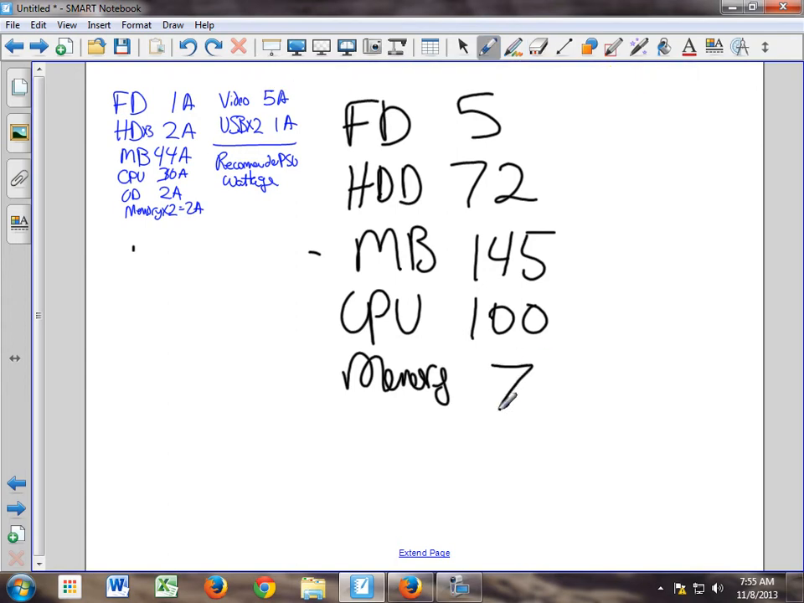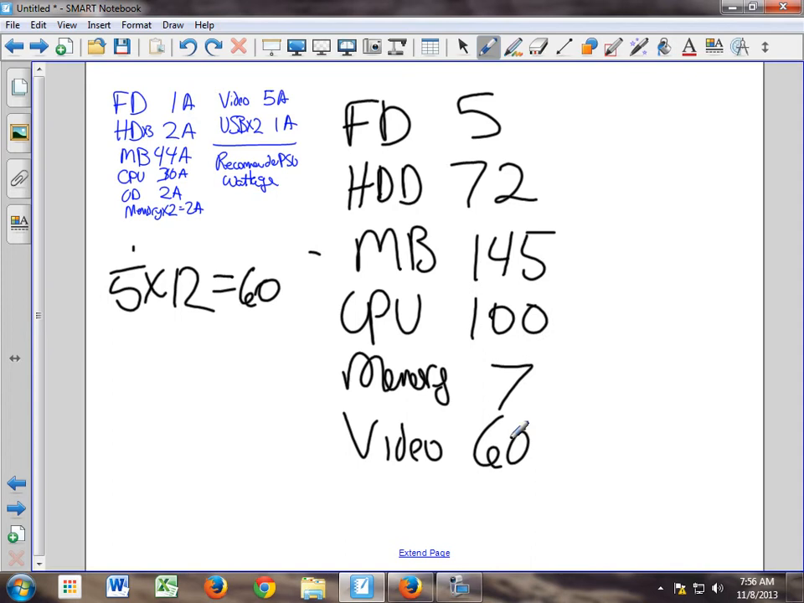Okay, video card. The video card has its own power plugged in, so 5 times 12 equals 60 amps. Holy moly, Mr. Poole, I got this so wrong, it's crazy.